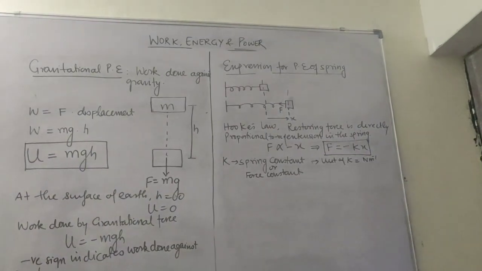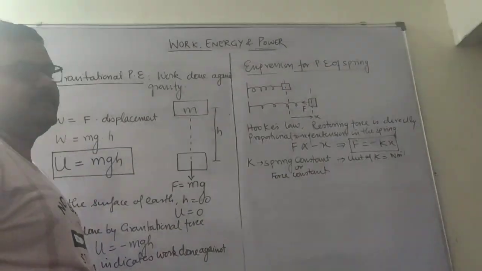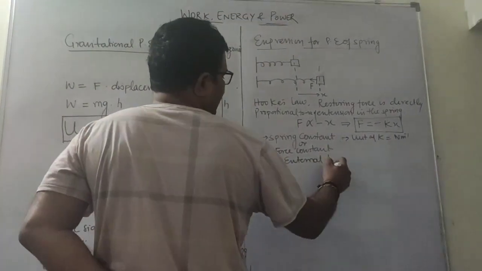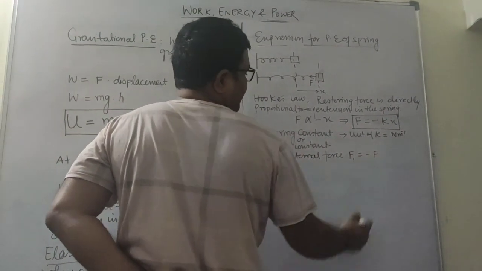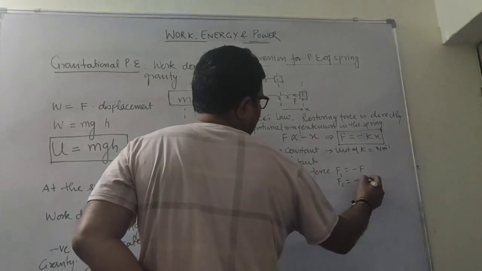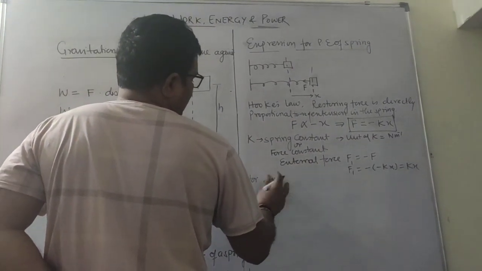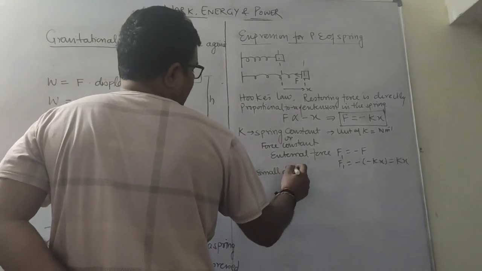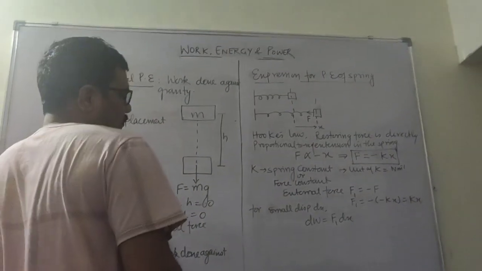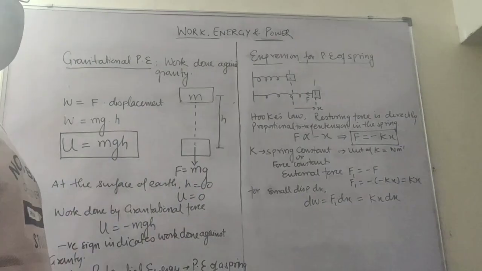Now, when the restoring force is developed, a force is required to balance it. So, work done by external force. External force F1 is equal to minus F. F1 is equal to minus kx, so that is kx in magnitude. Now for small displacement dx, dw is equal to F1 dx. This is work done by the external source. So it is kx dx, putting the value of F1.